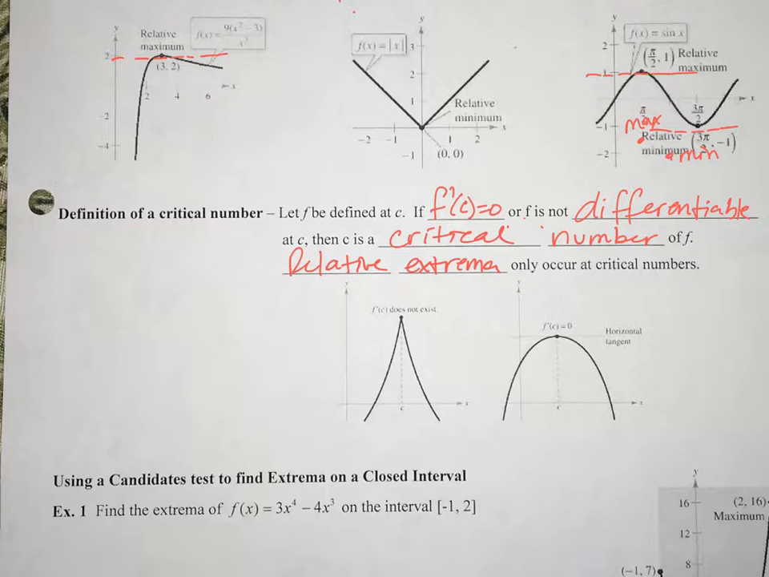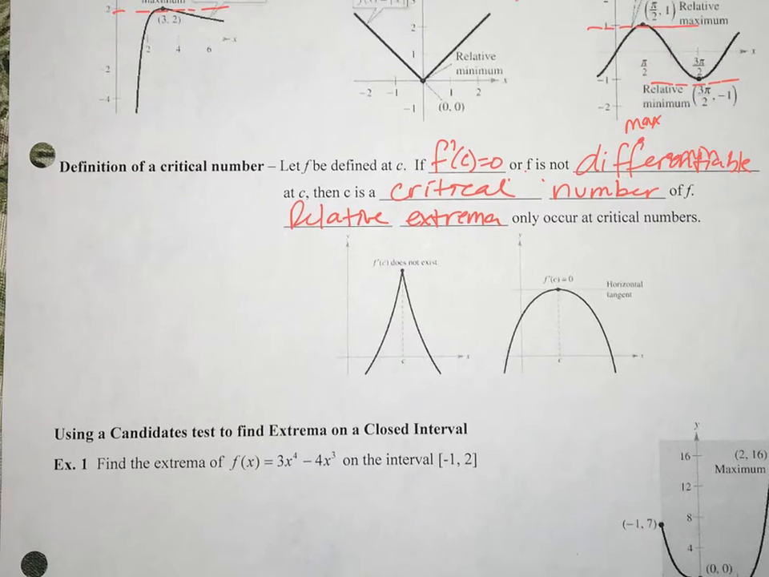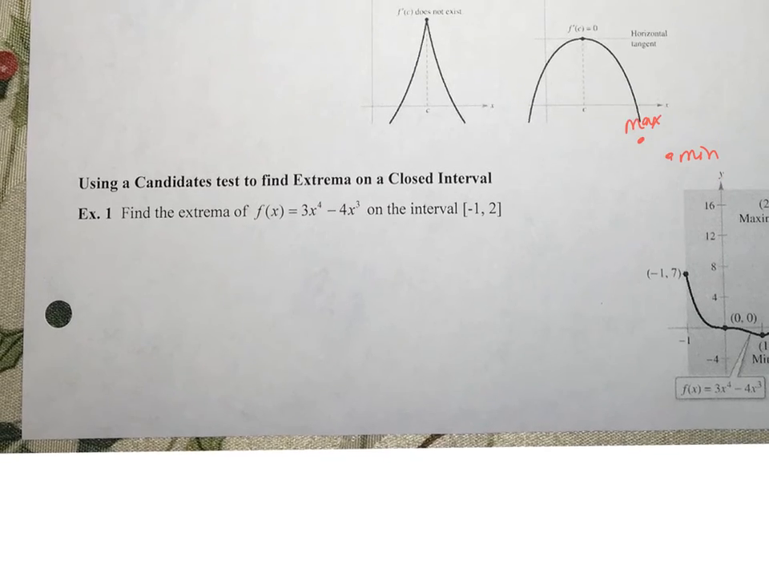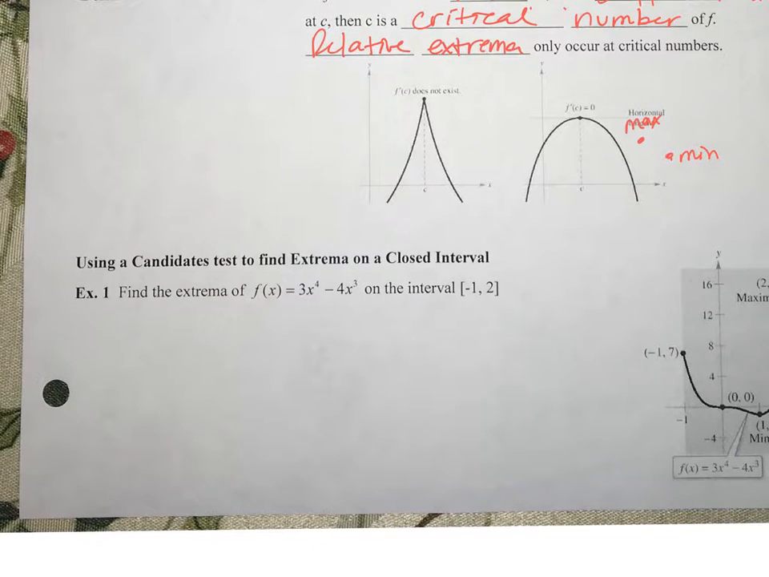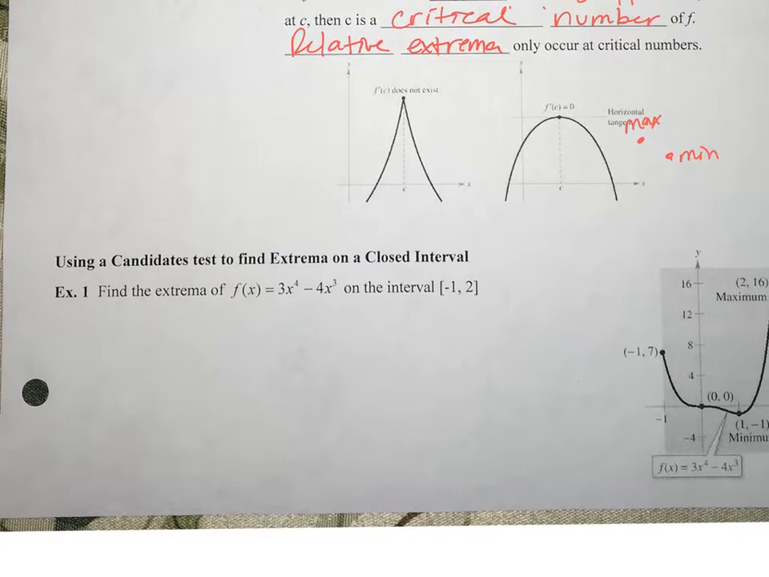Okay, so let's put this all together and take a look at some examples, like what you'll see in your homework. The directions say to use a candidates test to find extrema on a closed interval. So let's say we have a function f of x equals 3x to the fourth minus 4x cubed, on the closed interval from -1 to 2. We're going to find the extrema. Now, the extrema can occur at three different places. They can occur at the endpoints.